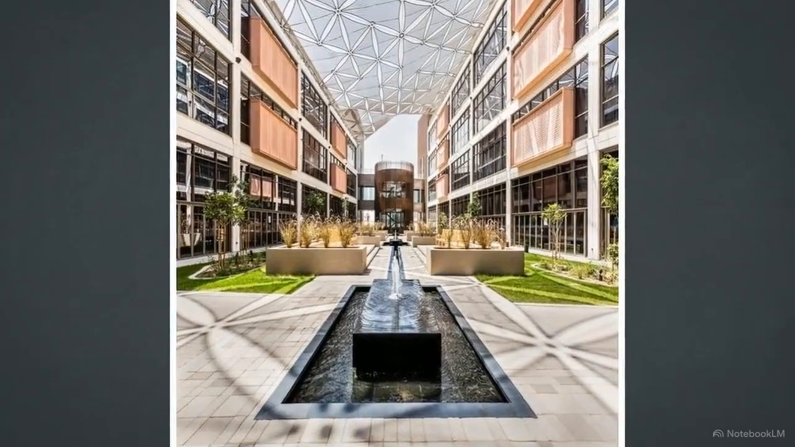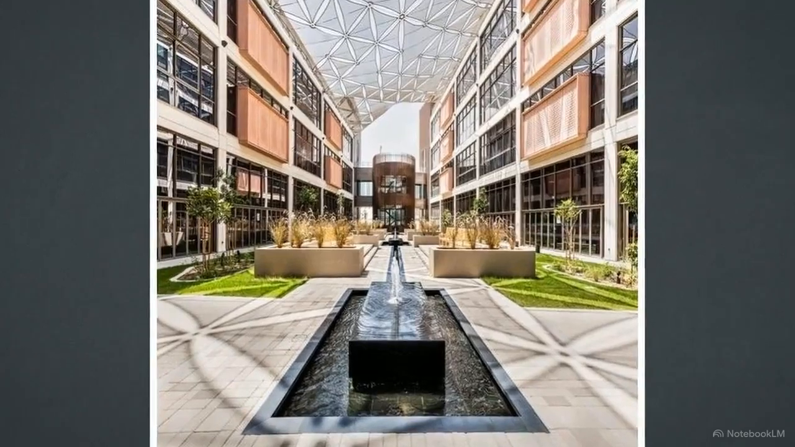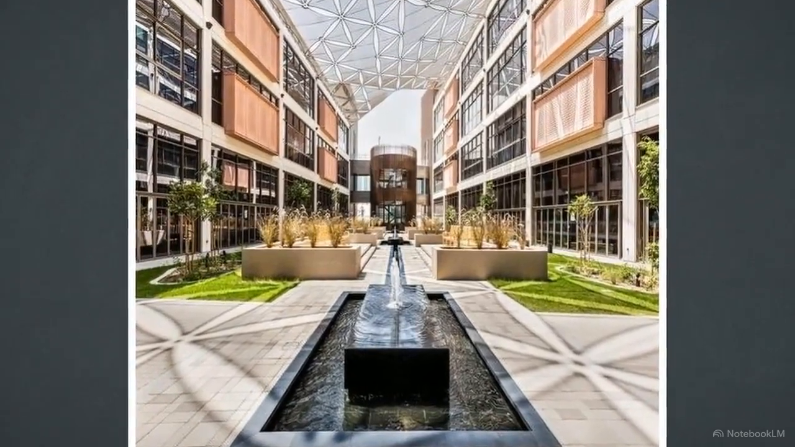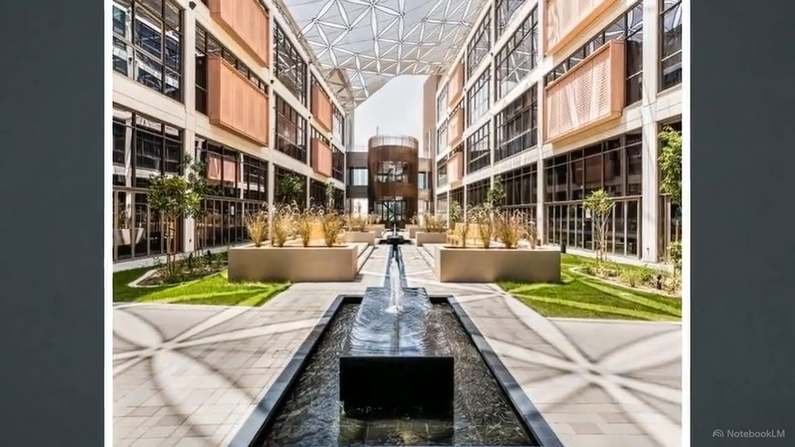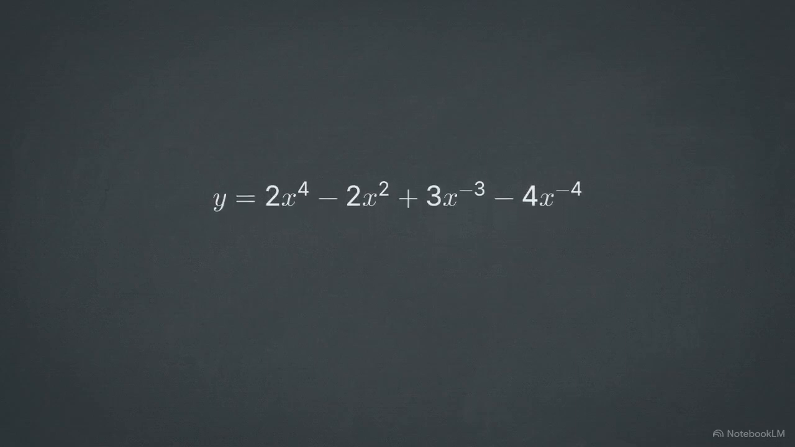Look at practice question 4. It combines these rules into a single problem featuring constants, negative exponents, sums, and differences. We execute a rapid derivation sprint on the first half of the equation using the constant multiplier rule. 2x to the 4th becomes 8x cubed, and negative 2x squared becomes negative 4x.